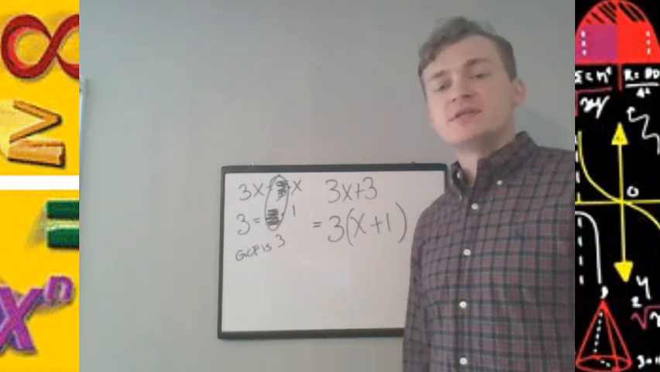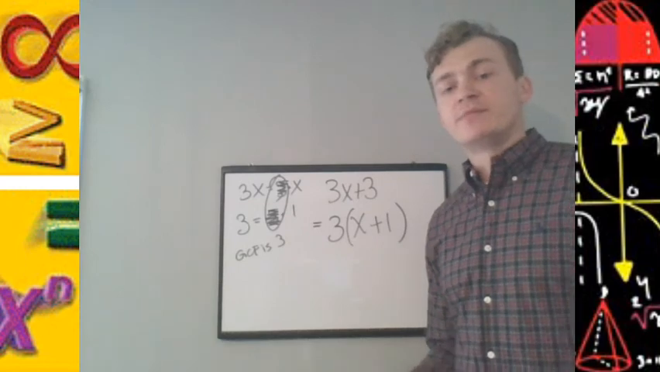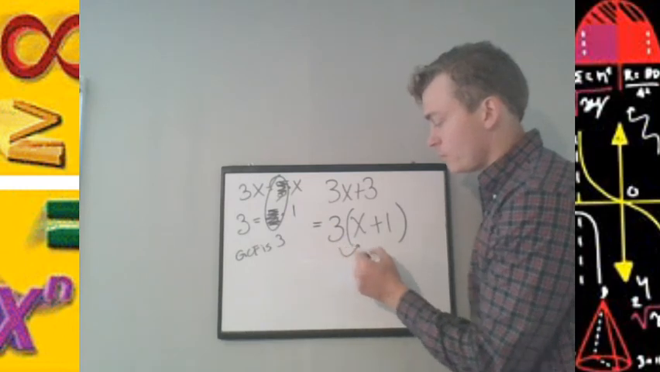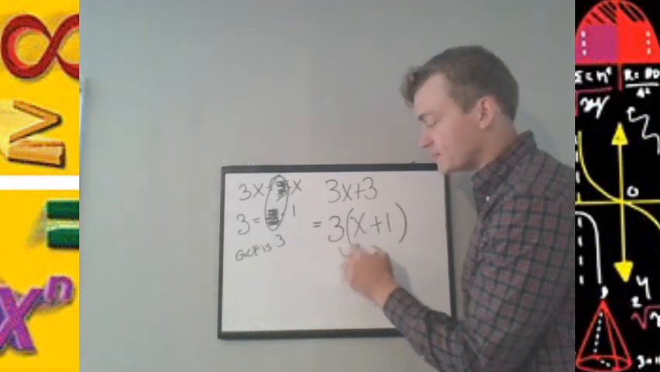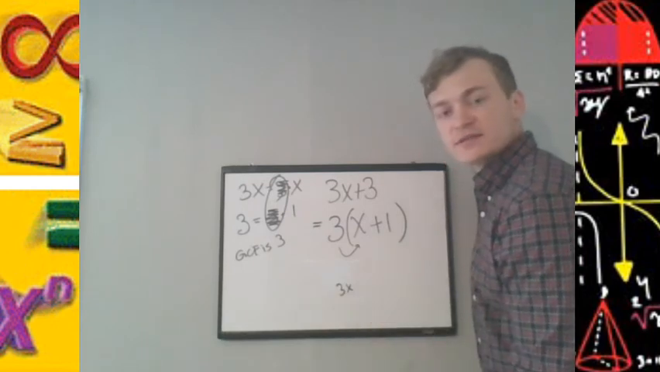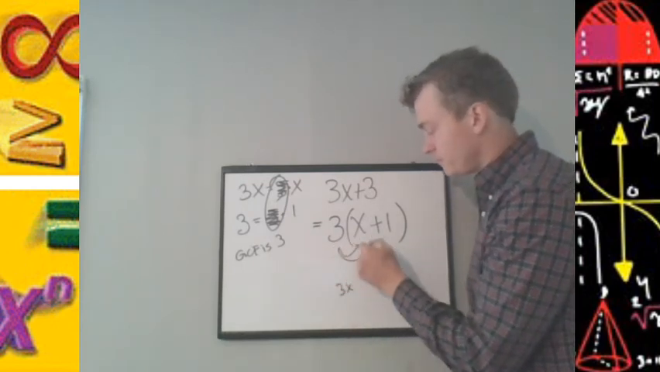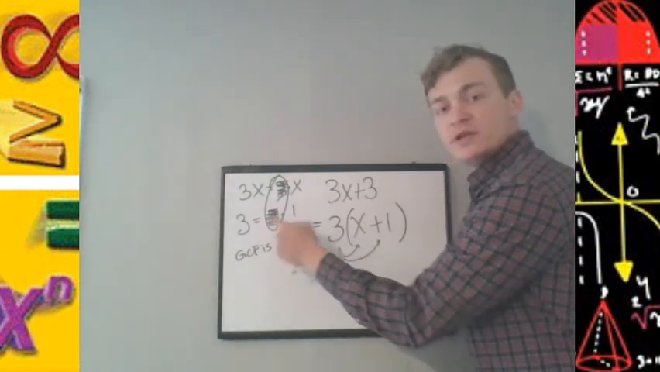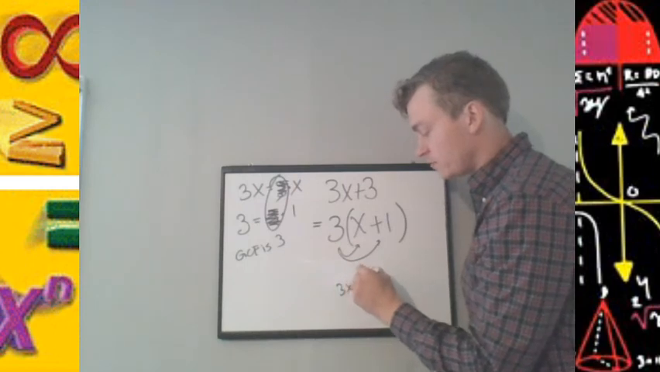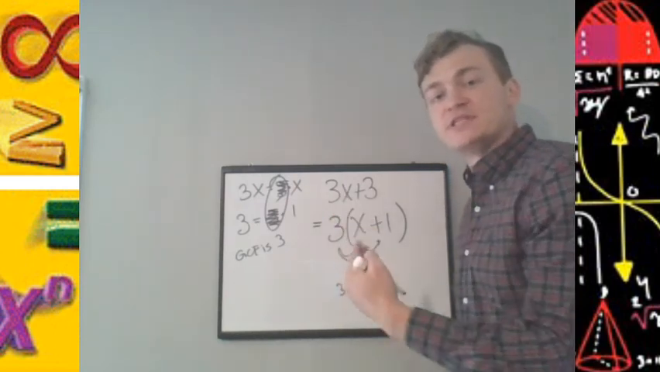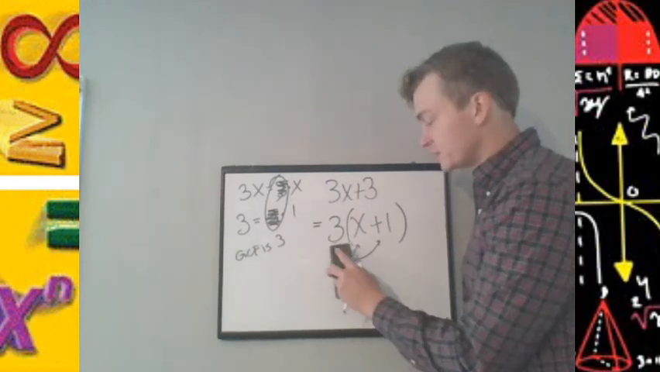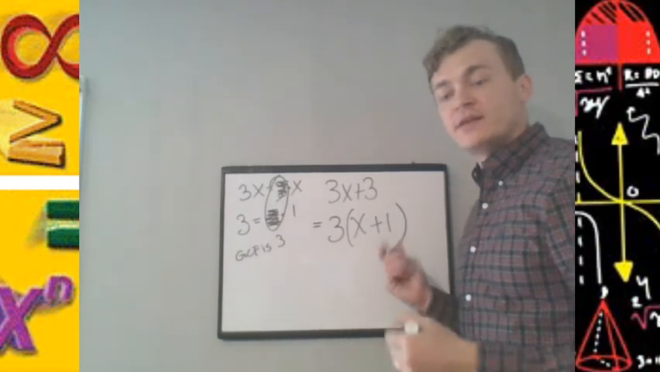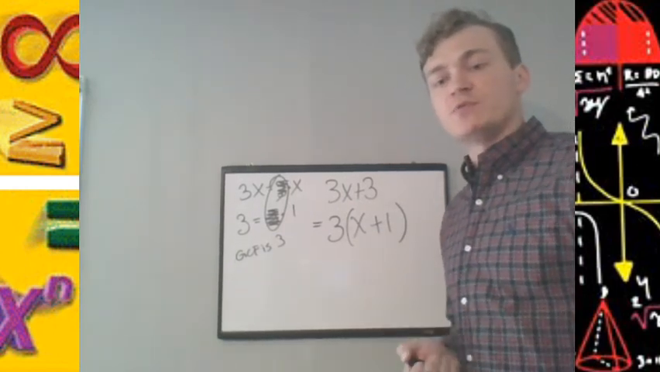We can confirm this by using our distributive property. 3 multiplied by x. As we see, 3 times x we write as 3x. 3 multiplied by this positive 1. As we see, 3 times 1 will give us a positive 3. This is the same exact expression that we started with, which confirms that we successfully factored and wrote the correct binomial factor of x plus 1.